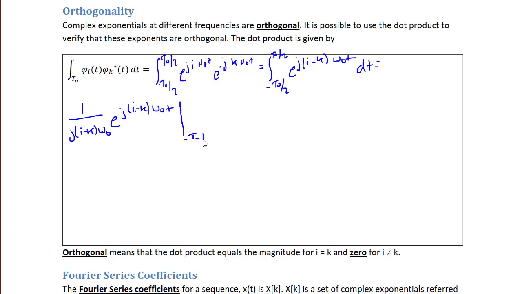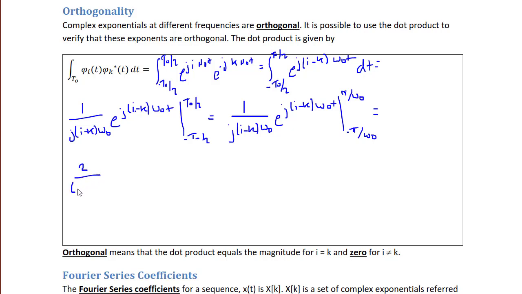evaluated from negative T naught over 2 to T naught over 2, which equals 1 over j times (i minus k) times omega naught, e to the j times (i minus k) omega naught t evaluated from negative pi over omega naught to pi over omega naught. Notice here that because T naught equals 2 pi over omega naught, I can rewrite T naught over 2 as pi over omega naught. So this equals 2 over (i minus k) omega naught times e to the j (i minus k) times pi minus e to the negative j times (i minus k) times pi, that entire quantity divided by 2j.